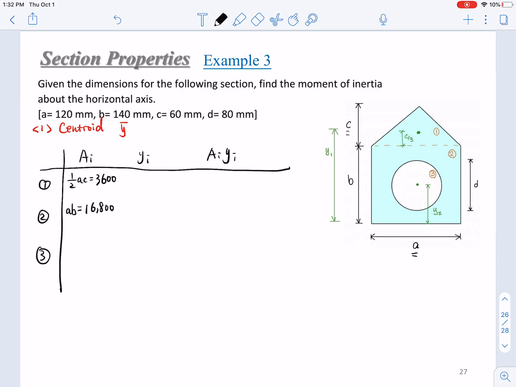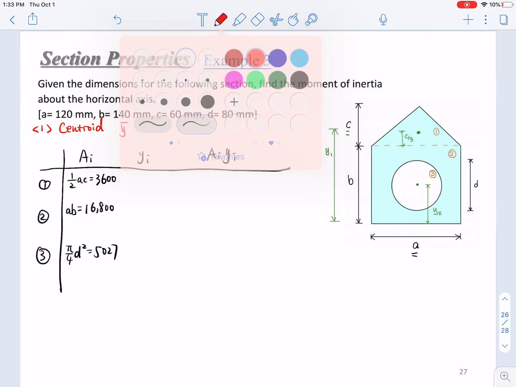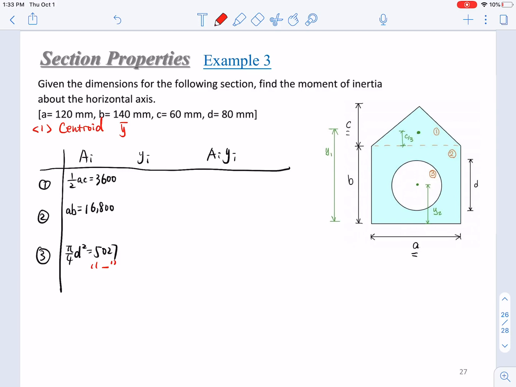Area 3. Area 3 would be a circle. This is pi over 4 d square, and d is 80. Right. So here would be 5,027. However, this circle is a hole. Okay, there's no material here. So this will be denoted as a negative area. Okay, this is a negative area since you are just reducing this piece of material from the original piece of material.